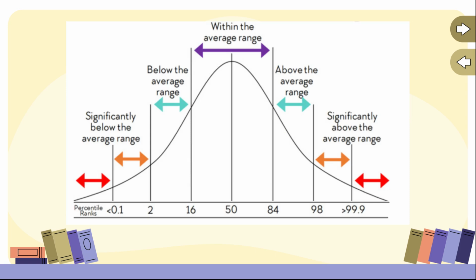Here you see an example of a bell curve with the percentile ranks. As you can see, scores from the 16th to the 84th percentile on this curve are within the average range. The 2nd percentile to the 16th percentile is below average, and anything below the 2nd percentile is significantly below average.